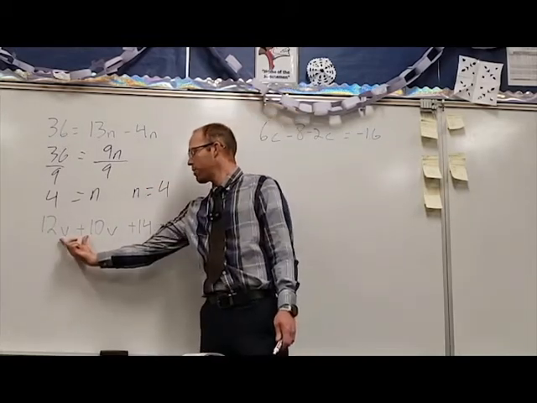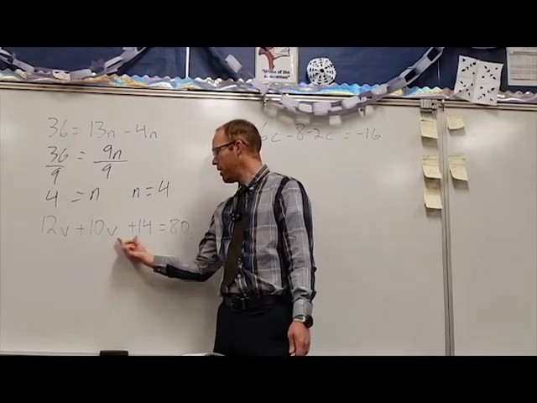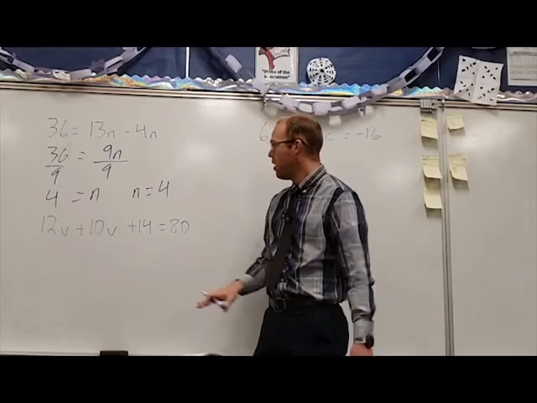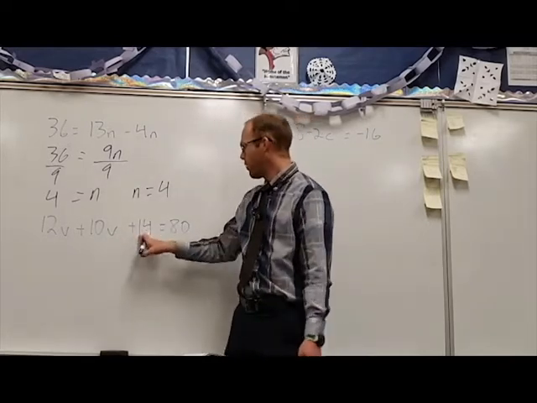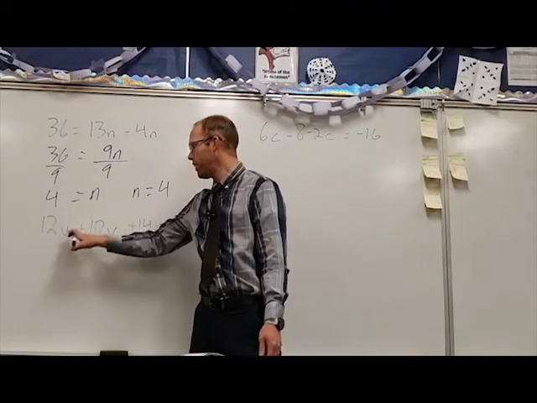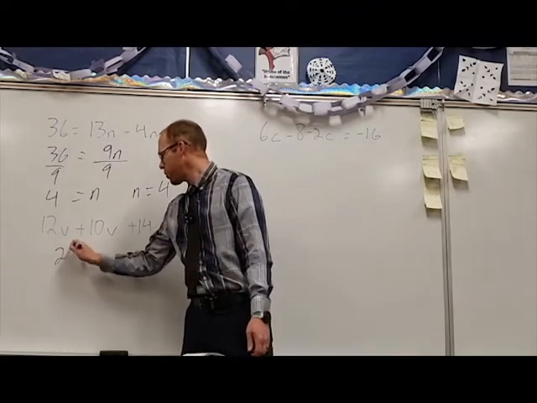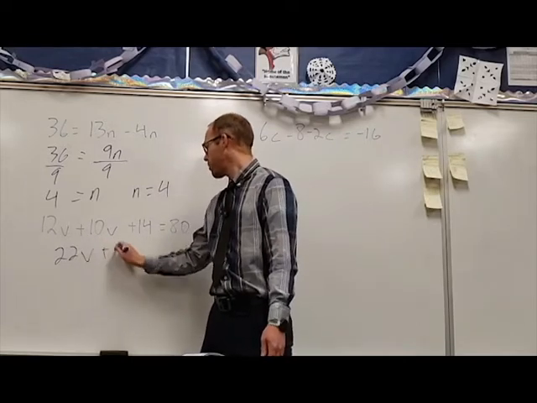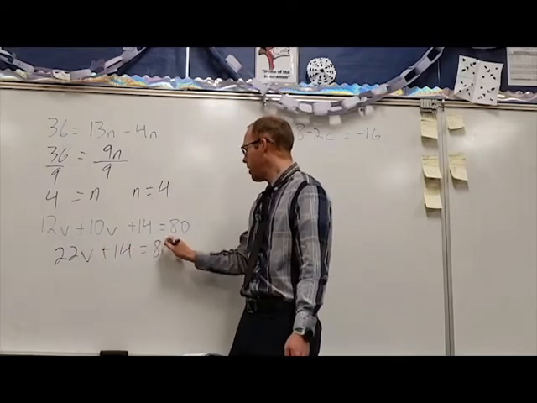Okay, here we have some like terms again. We have a v and a v. This does not have a variable, so do not combine that with the rest of those. This 14 and the 80 are like terms. We'll get those together in a second. So 12v plus 10v gives us 22v. 22v plus 14 equals 80.